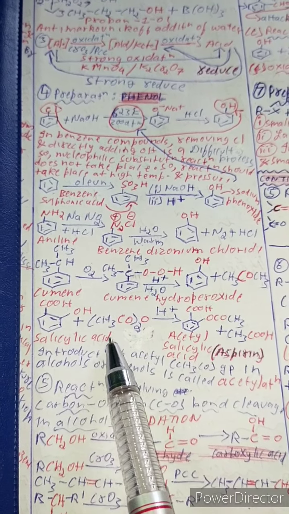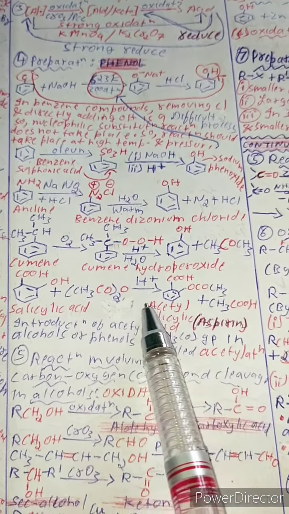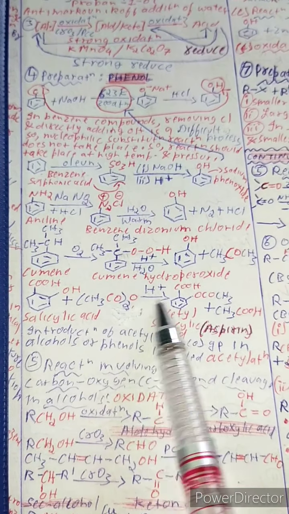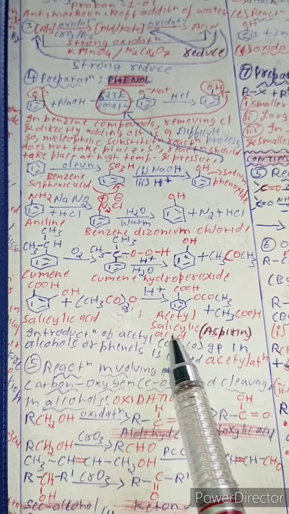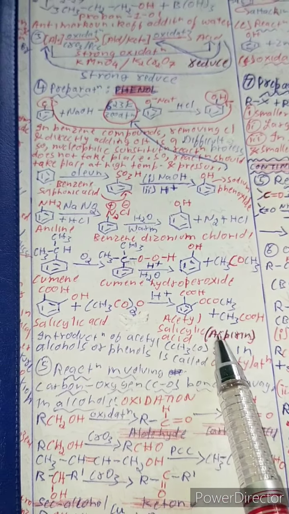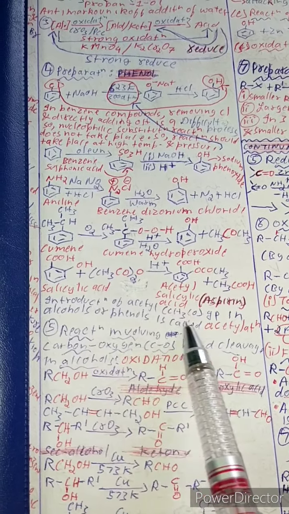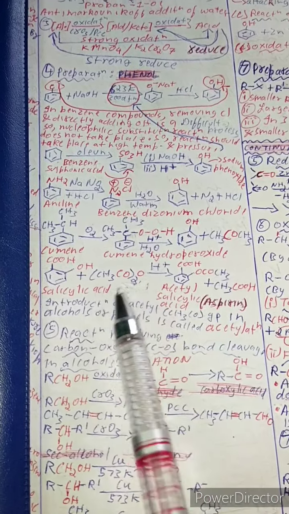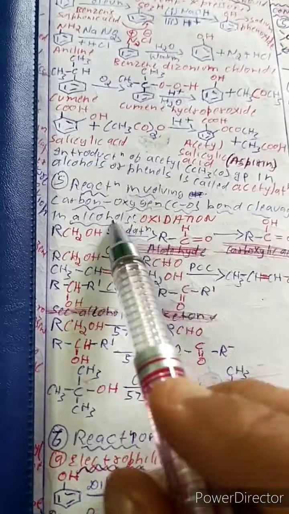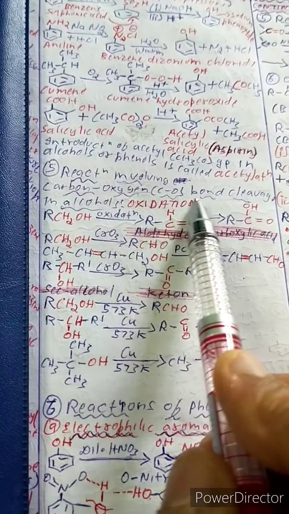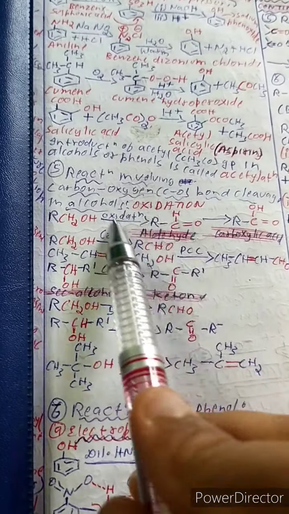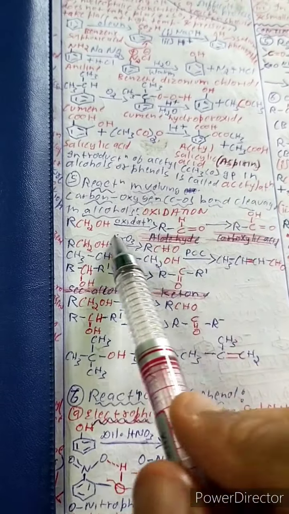And salicylic acid, in the presence of this and H plus, gives acetyl salicylic acid, that is aspirin, and CH3COOH. See, this is the introduction of the acetyl group. As I told, this is the acetyl group. Acetyl group introduction in alcohols or phenol is acetylation. So next is the reaction involving carbon-oxygen C-O bond cleavage in alcohols, and that is the oxidation reaction.